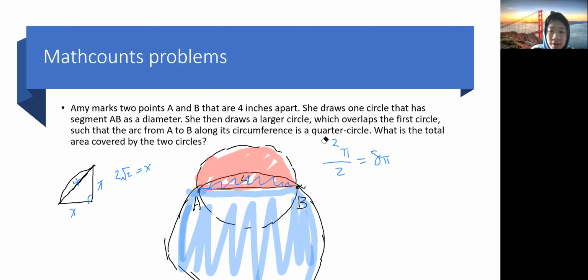Oh, for the big circle, I messed up here. This should be a 2 squared, because that's the radius. So this is not going to be 8 pi. This is going to be 2 pi. Okay.